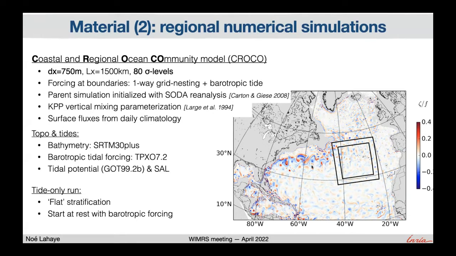And then you use this realistic field to force a numerical simulation with a smaller domain that is being shown here in black. And in this smaller domain, you have a higher resolution, and you do that twice. And in the end, we have a numerical simulation in a domain that is centered around the Azores Islands, and it's 750 meter horizontal resolution.